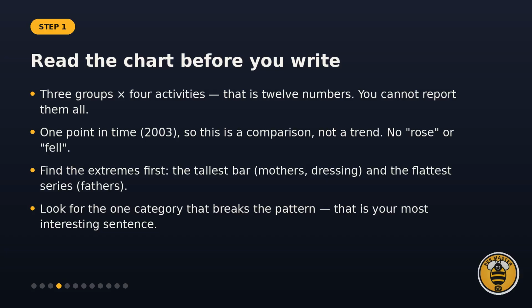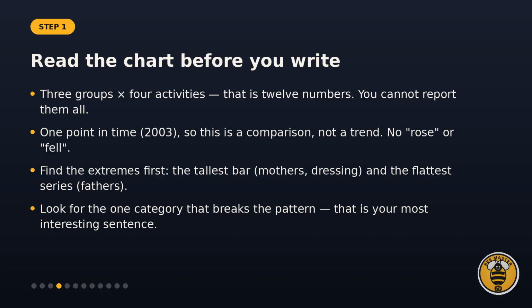Before writing a single word, read the chart properly. 3 groups times 4 activities gives you 12 numbers, and you cannot possibly report all 12. This is a single year, so it is a comparison, not a trend. Never write that something rose or fell.